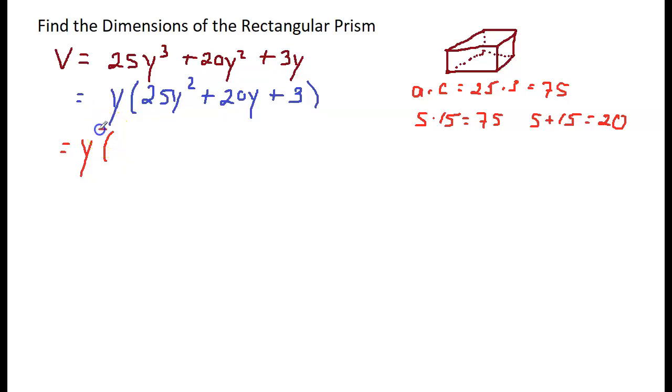So I put a bracket. In my parenthesis, I have 25y squared. Now the 20y we're breaking apart into plus 5y plus 15y. These add to 20, so that keeps our middle term, but we've expanded this so that we can factor by grouping. And I bring down the plus 3.